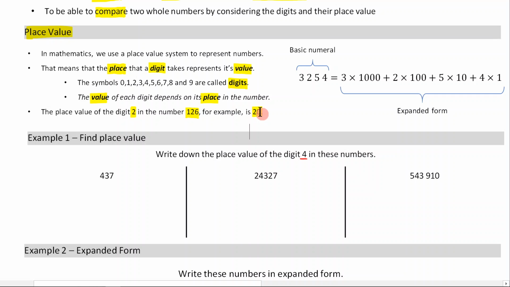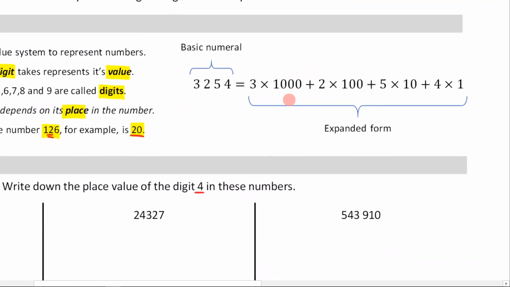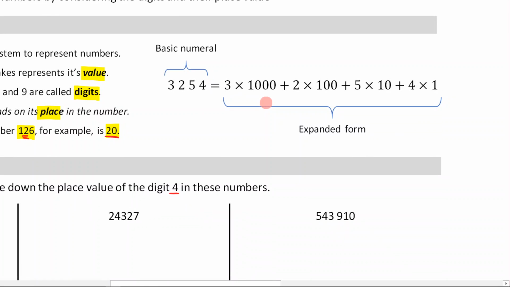So let's just pause and reflect on that example for a minute. It says that the place value of the digit 2 in the number 126, well, here is 2, and because of its place, we know that this 2 is equal to 20 because it's in the tens column. So that means it's equal to 20. And that leads us into talking about the difference between a basic numeral and its expanded form.